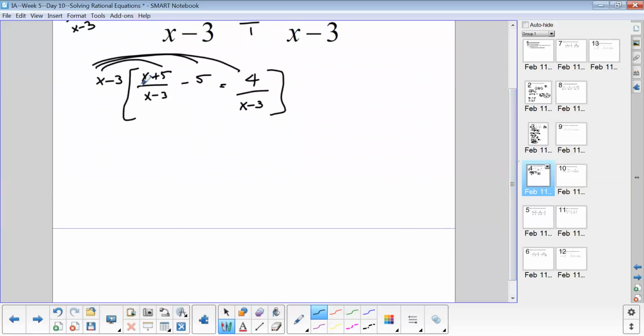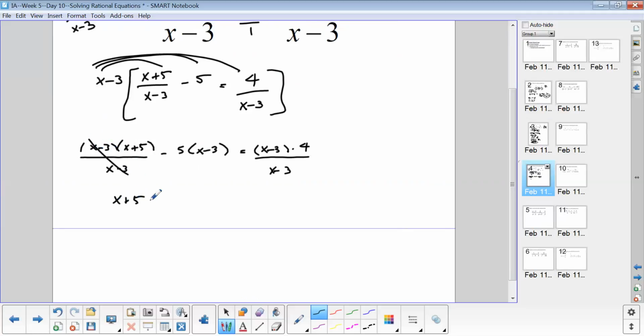So x minus 3 times x plus 5 divided by x minus 3 minus 5 times x minus 3 is equal to x minus 3 times 4 divided by x minus 3. I wrote it that way just so that you start to see those will divide out. So that's x plus 5. I'm going to distribute a negative 5 since it's minus 5. So I'm going to be negative 5x plus 15. So x plus 5 minus 5x plus 15 is equal to, these divide out, and I'm left with 4.